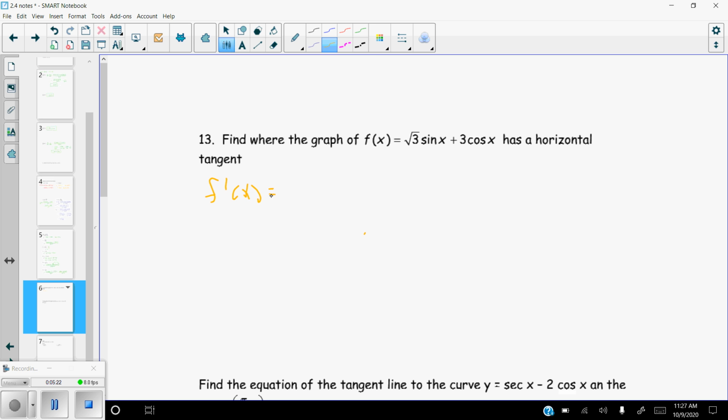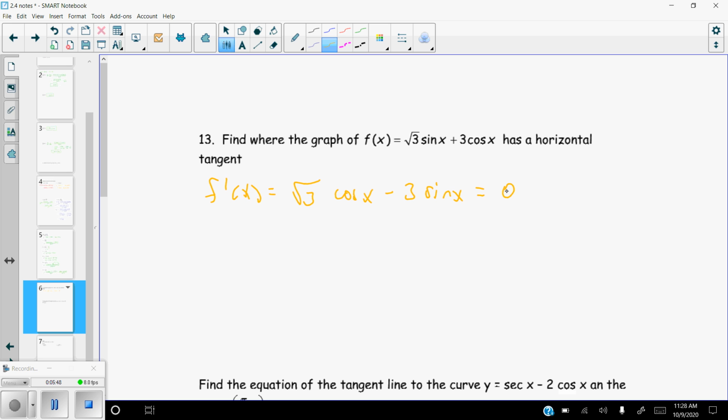The derivative of square root of 3 sine x. Square root of 3 is just a constant coefficient, so it can be pulled out. So it's really just going to be the square root of 3 cosine x. The derivative of 3 cosine of x is going to be negative sine of x times 3. So that's negative 3 sine of x. And I want that derivative to equal 0 because I want it to be a horizontal tangent.